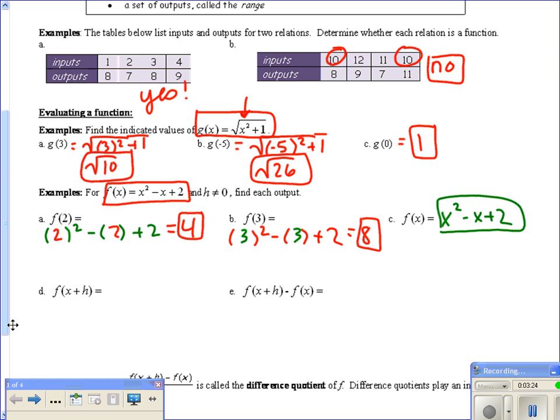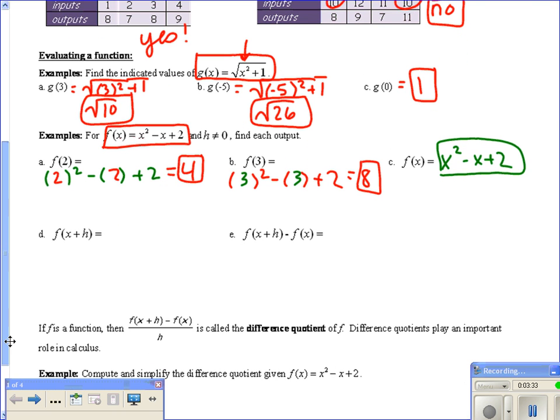For the next one, these are a little bit trickier because now we're not just plugging in numbers, we're plugging in more variables into our equation. So it's the same process, though, that we were doing before. Instead, everywhere we see an x, we're going to put parentheses. And I'm making the parentheses a little bit larger this time because instead of plugging in a number, I'm plugging in x plus h.